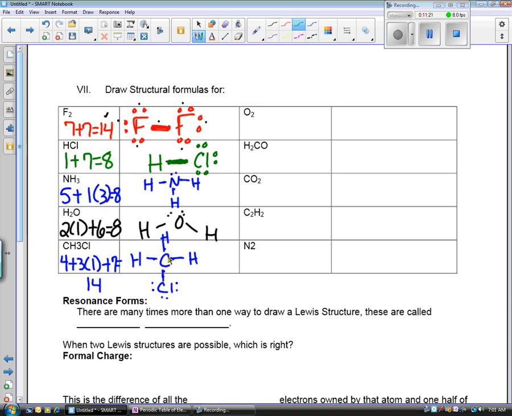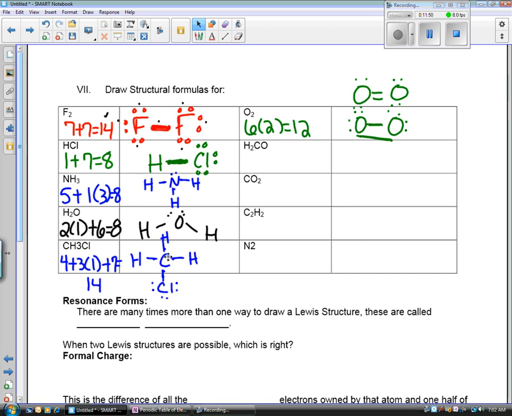Oxygen, 6 each times 2 equals 12. 1, 2, 3, 4, 5, 6. 1, 2, 3, 4, 5, 6. Now you notice he has a lonely electron here. That's going to bond to that one. These are also lonely, so they will also bond, and that's where we get what's called a double bond. So it's going to look a little bit neater, like this. It's called a double bond. There are two electrons in each of those, so all of these have 8 around them, so they're happy, and there's 12 around the whole picture.